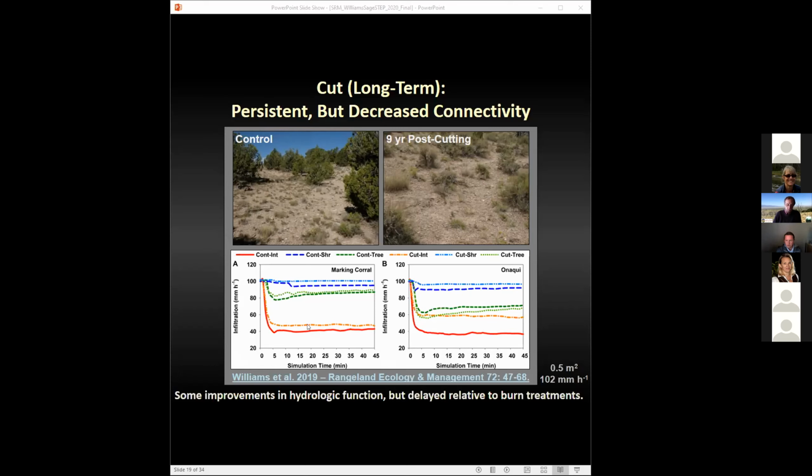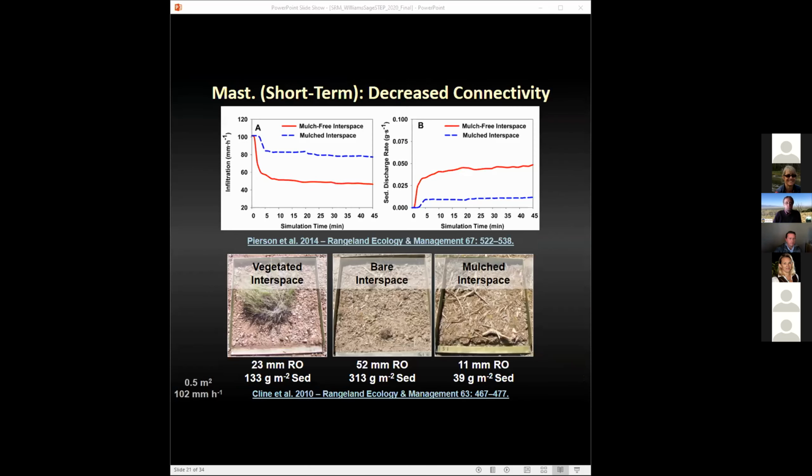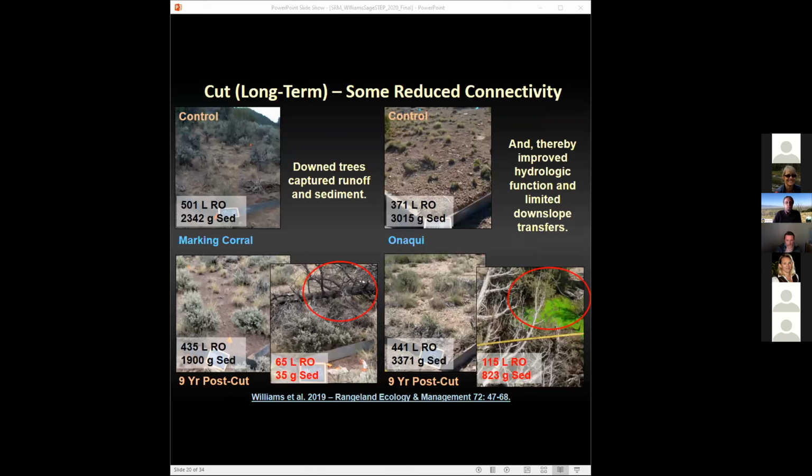We saw a similar response for sediment discharge, but overall the hydrologic function was only slightly improved and not statistically different from the controls. However, cut trees in the 9th year post-treatment were in good contact with the ground surface in contrast to the short-term results. And those effectively trapped runoff and sediment along the hill slopes.